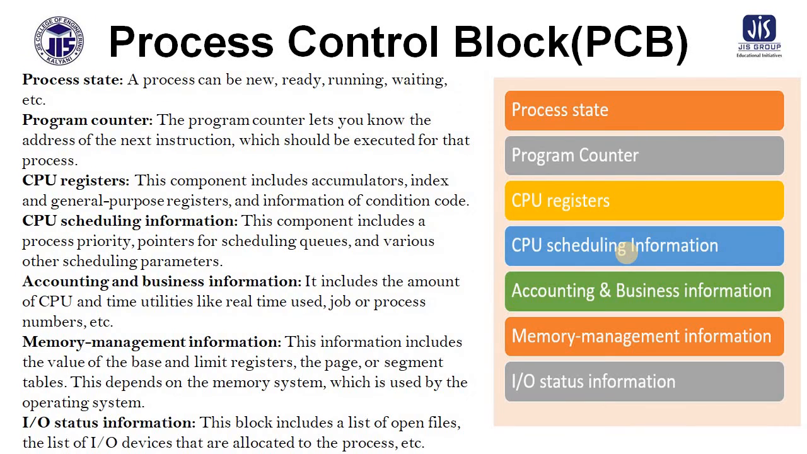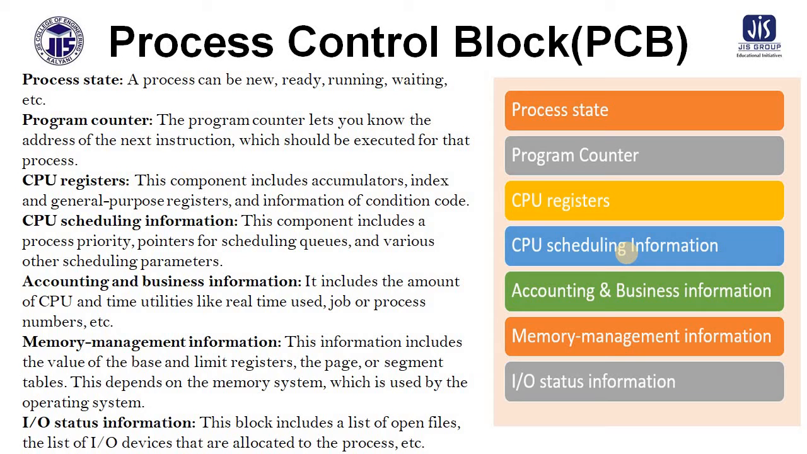Okay, so next is the process control block. The process control block is nothing but a data structure which mainly holds the related information of a process: process state, program counter, CPU registers, CPU scheduling information, accounting information, memory management information, and IO status information. Process state means it holds the information whether a process is in new, ready, running, or waiting state. Program counter lets you know the address of the next instruction to be executed; this address is stored in the program counter.